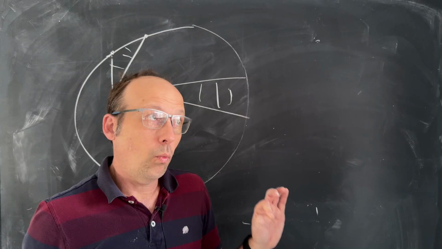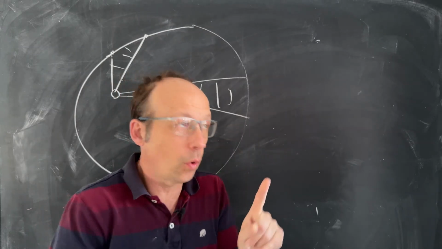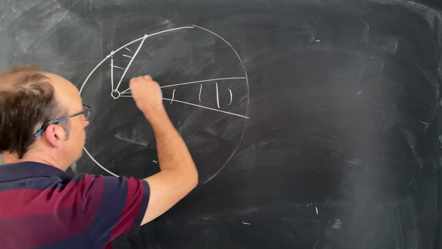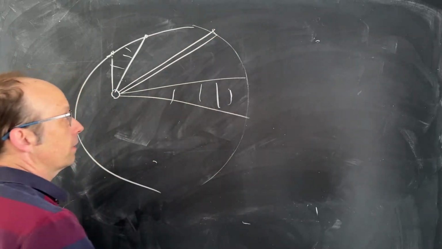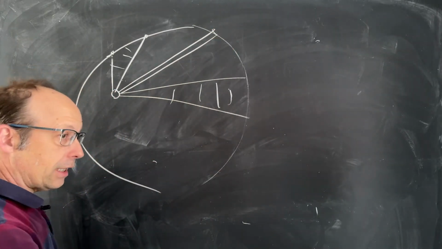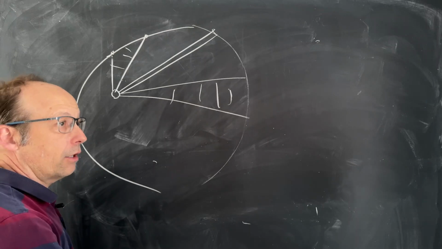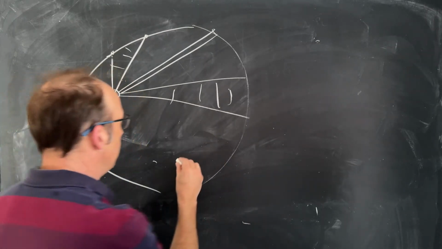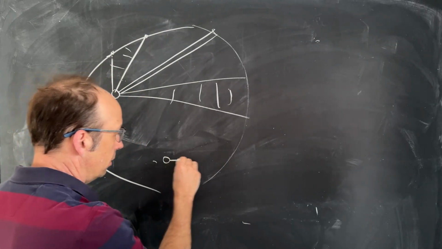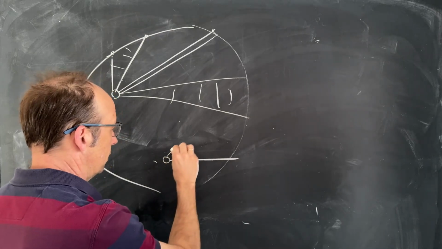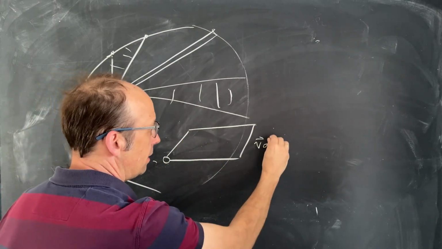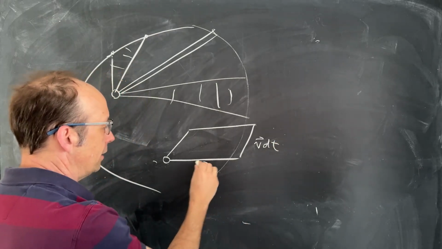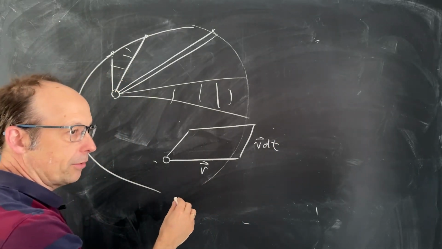Well, what if I use a super short time? So in a super short time, this is the motion it moved. So it's actually more like a triangle. So let's just zoom in, and I can say here it looks like this. So this is v dt. That's how far it moved. That's r, and that makes this trapezoid, right?